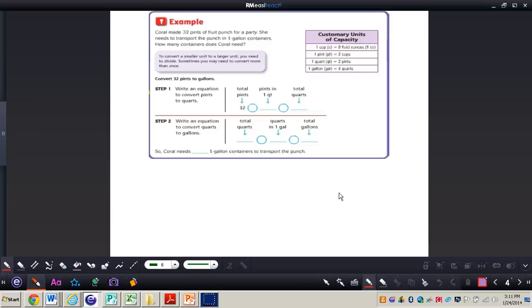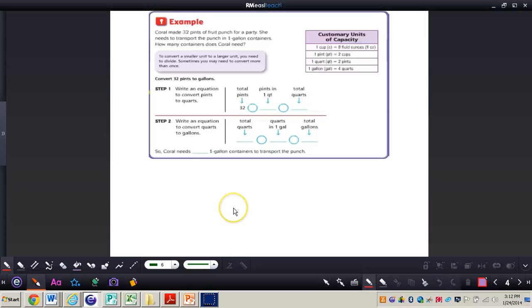Okay, now the example, it says, Coral made 32 pints of fruit punch for a party. She needs to transport the punch in 1-gallon containers. How many containers does Coral need? Okay, now it says in that purple box there on page 410, to convert a smaller unit to a larger unit, you need to divide. Sometimes you may need to convert more than once. Okay, so what we're going to do is we're converting pints to gallons. Now, the next unit of measurement right next to gallons is actually quarts. Okay, so we may have to convert a couple times here.